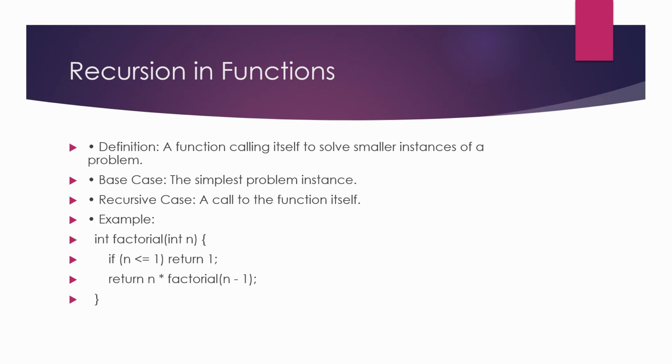Recursion is when a function calls itself in order to solve smaller subproblems. A recursive function has two parts: a base case, which stops the recursion, and the recursive case, where the function calls itself. For example, a factorial function calls itself repeatedly until it reaches the base case.